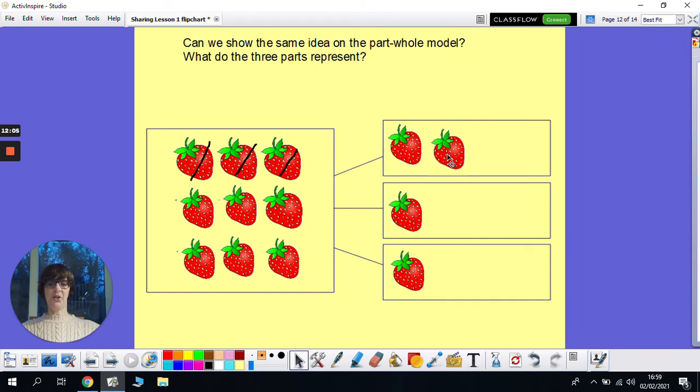Let's move the next 3 over. 1 for that one. 1 for that one. Where should I put this one? Can I put it here? No, of course I can't. It wouldn't be equal, would it?